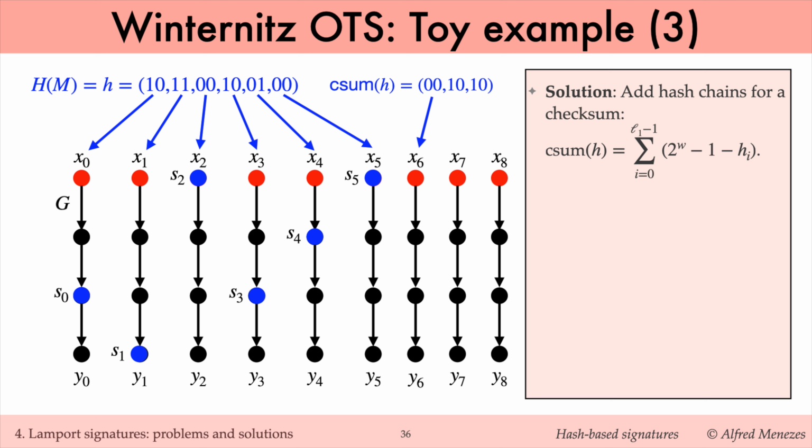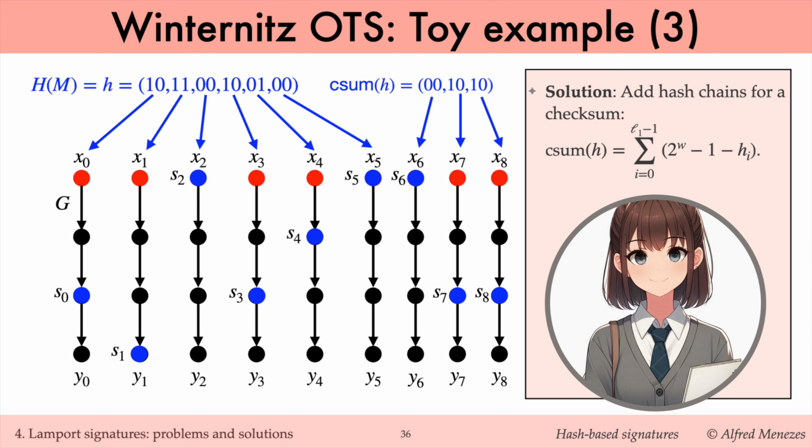So, since the first block of the checksum is 0, she includes x6 in the signature. Since the second block of the checksum is 2, she includes the third element in the corresponding hash chain in the signature. And since the third block of the checksum is 2, she includes the third element in the corresponding hash chain in the signature. So the signed message now reveals the 9 blue dots in the figure. We'll now explain how the introduction of hash chains for the checksum of the message hash prevents the potential attack mentioned on the previous slide.